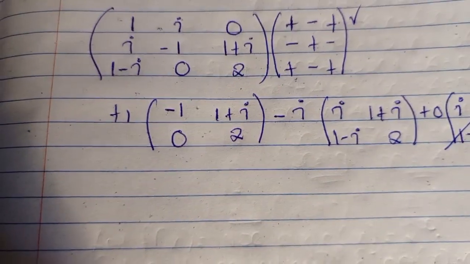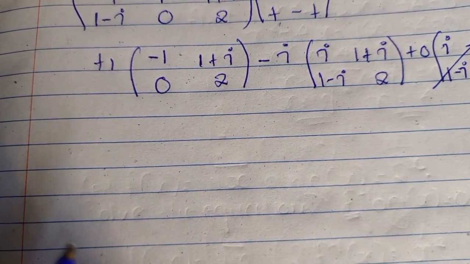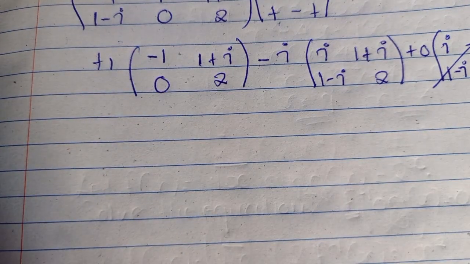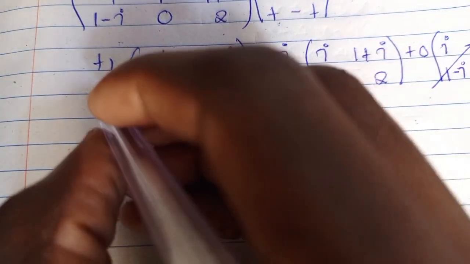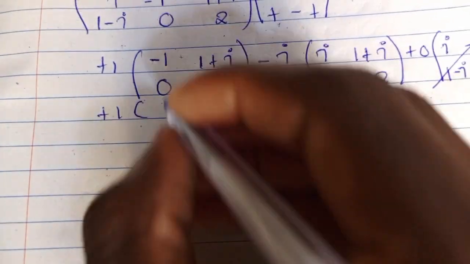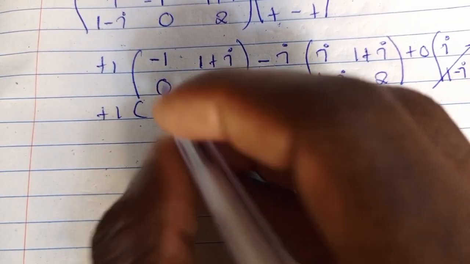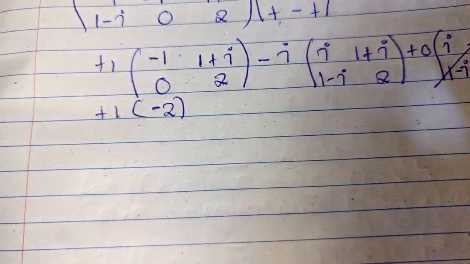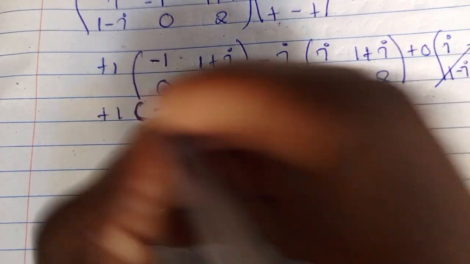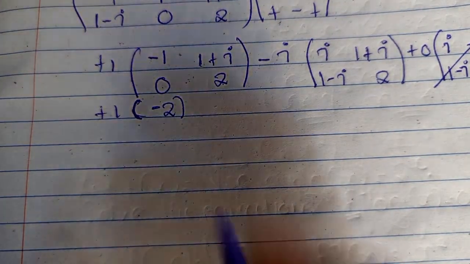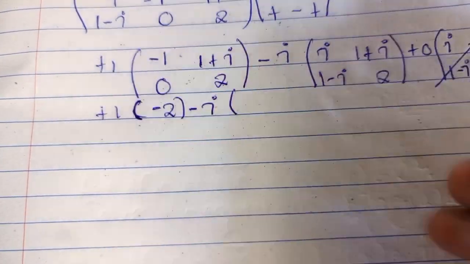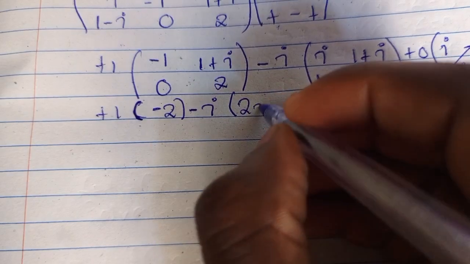What we usually do here is work the same way you usually work with the determinant of a 2 by 2. So positive 1, this times that is basically negative 2, and we know for sure that this times that is 0, this times this is 0. So we can just leave it there to avoid ambiguity. So minus I, this times that is basically 2I.